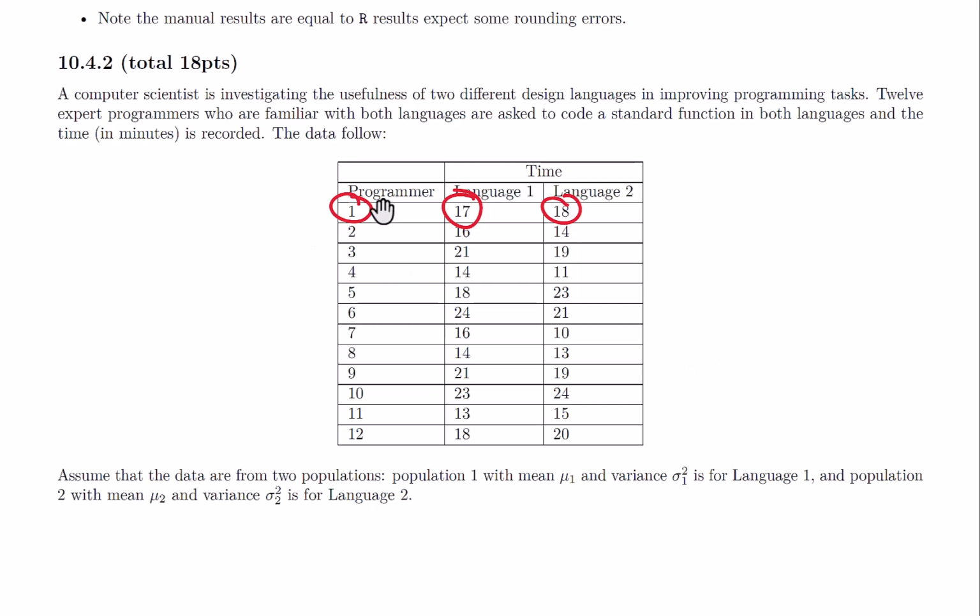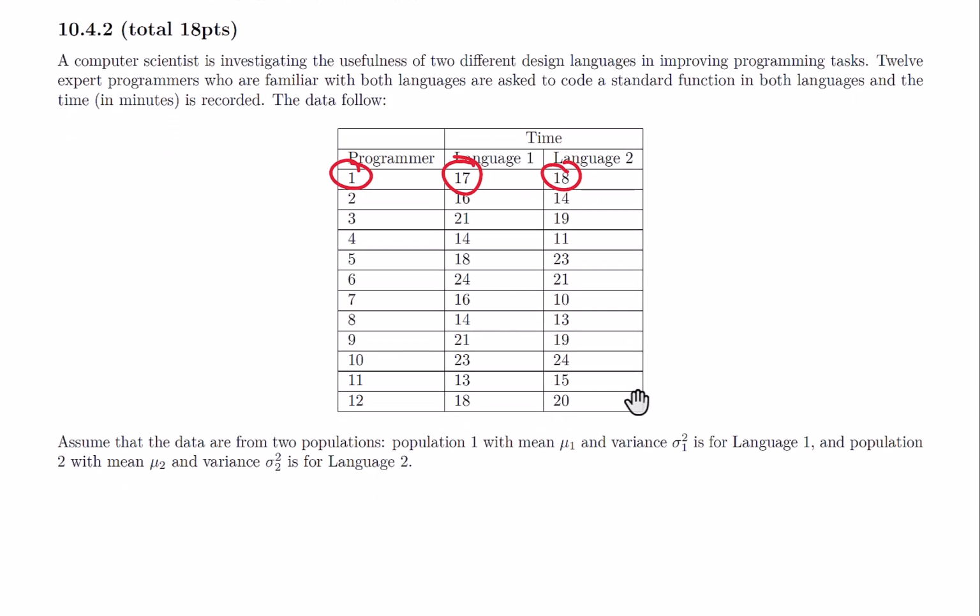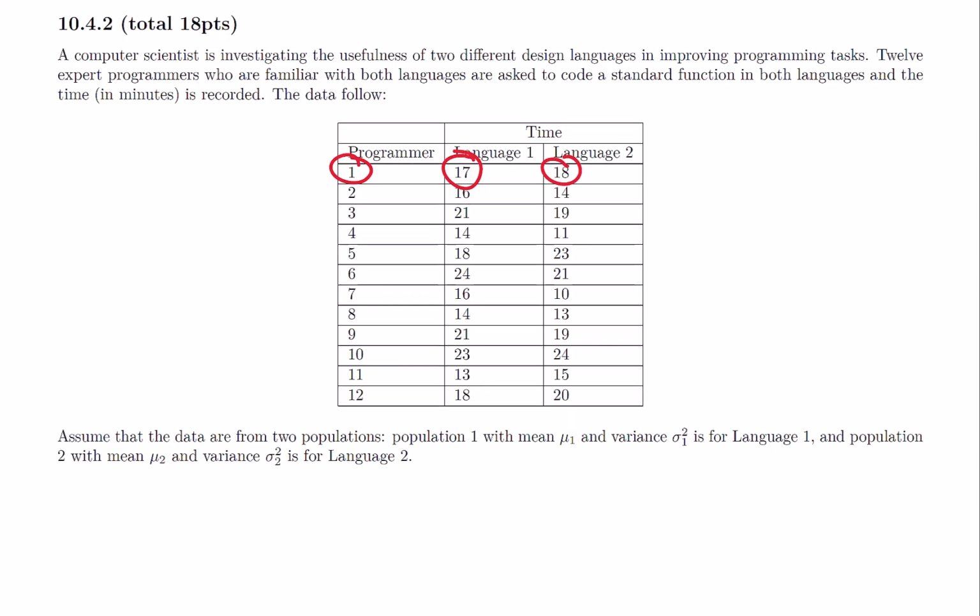Okay, so we have 12 programmers, and we ask each one of them to write code in 2 different languages, and then record how many minutes or hours. This is the time, in minutes. Okay, and we want to know whether there is any difference among these two means, these two population means, right? That's the same idea.